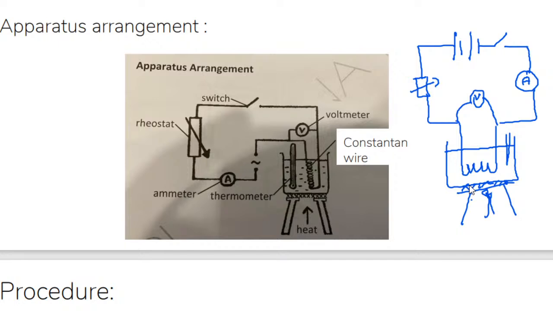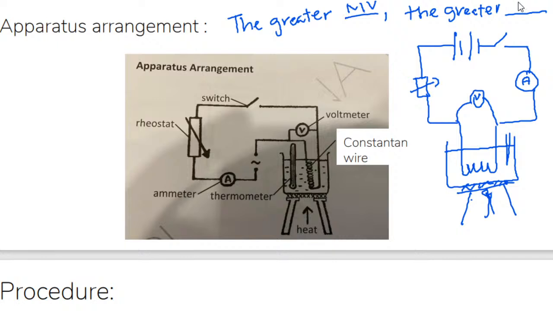Hypothesis. MV, RV. Jasmine, it depends on the sentence that you use. I'm answering Jasmine's question: teacher, is the hypothesis MV, RV or RV, MV? If you use the word 'the greater', say the greater something, the greater something, then this one will be the manipulated variable first, and this is the responding variable.